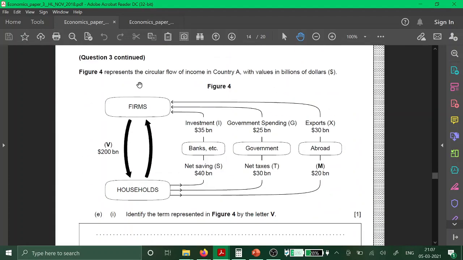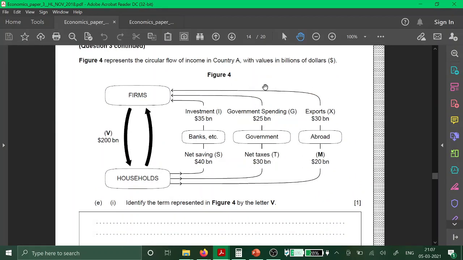Now this question is quite tricky. It's asking you to find out this figure. What is denoted by this? This is the circular flow of income. This letter V is signifying this part.